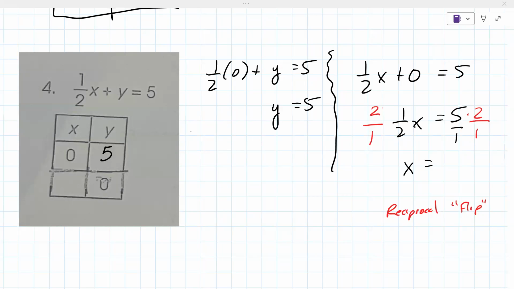Don't you multiply across, or is it top to bottom? Yeah, you multiply the top and then you multiply the bottoms. Oh, it'd be 10. Multiply the tops. 10, yeah, 10 over 1 or 10.